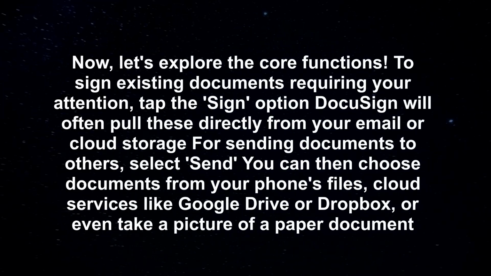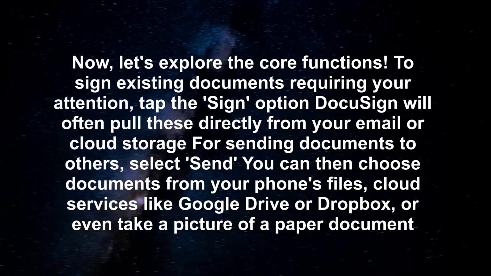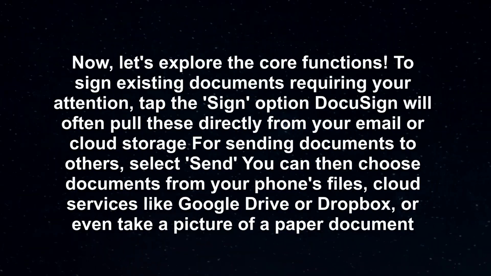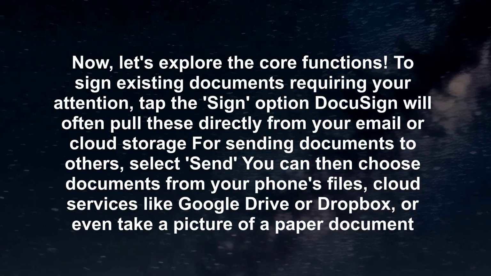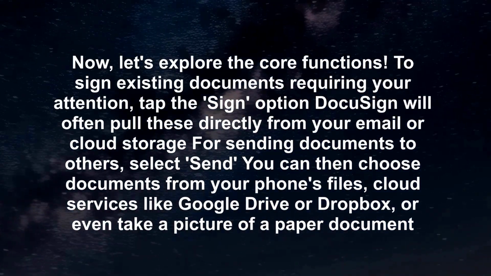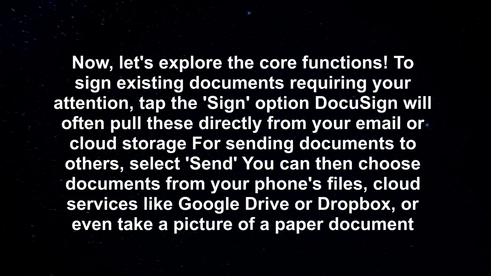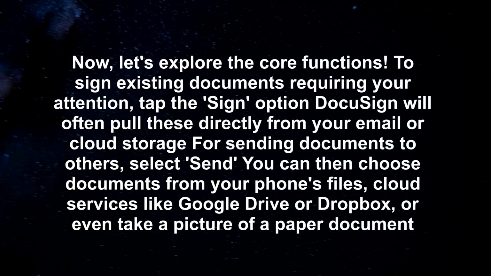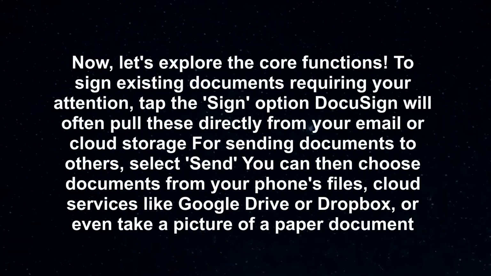Now, let's explore the core functions. To sign existing documents requiring your attention, tap the Sign option. Docusign will often pull these directly from your email or cloud storage. For sending documents to others, select Send. You can then choose documents from your phone's files, cloud services like Google Drive or Dropbox, or even take a picture of a paper document.